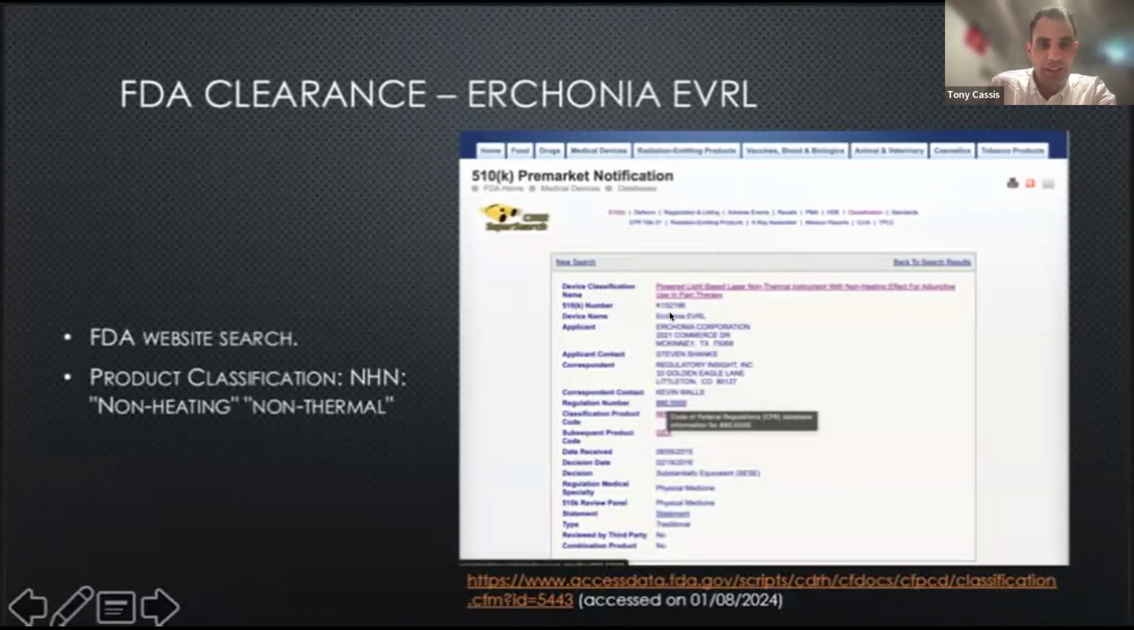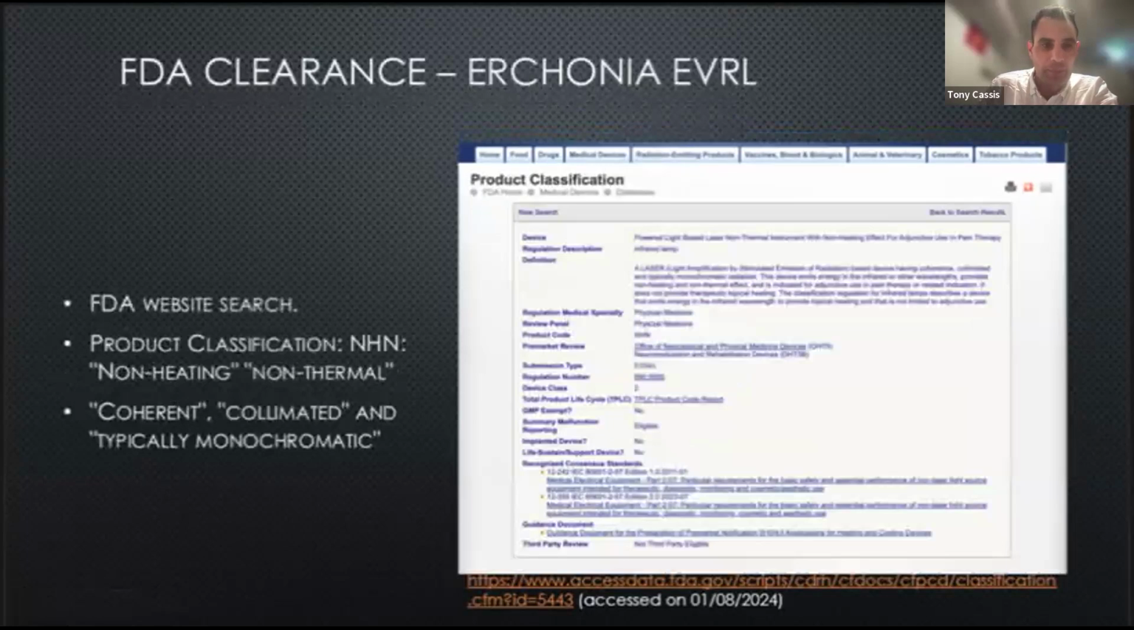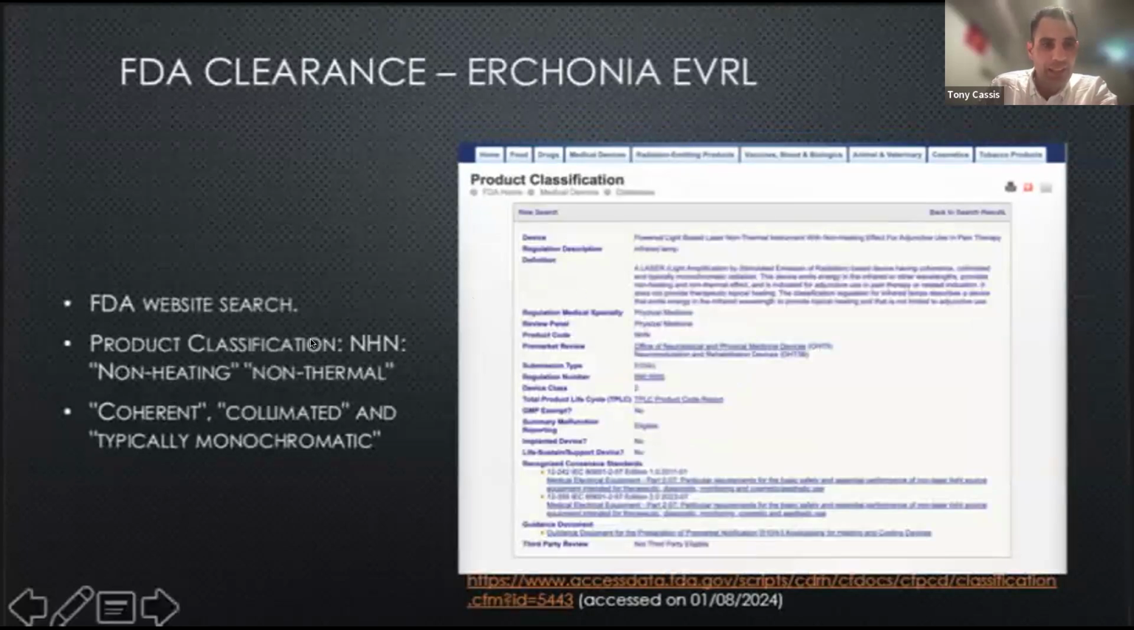So the EVRL's product classification is NHN. It's kind of blurred there by what I was hovering over at the time, but the product code is NHN, which is a non-heating, non-thermal unit. If you look there, it says non-heating, non-thermal instrument used for pain relief, right? Again, you can look up what NHN stands for: non-heating, non-thermal. It's the use. If you look at the blurb, it talks about coherent, collimated, and typically monochromatic.